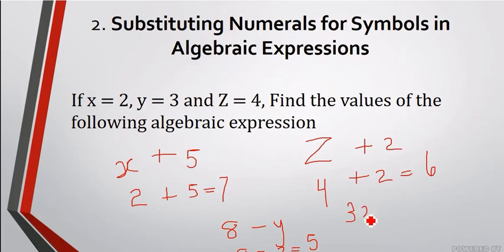If I was given 3x plus 2y, what do I do? I substitute the value for x. I'm going to put the values in brackets, sorry. So the value of x is 2, plus 2, what is the value of y? 3. Now I multiply: 3 2's are 6, plus 2 3's are 6, is equal to 12.